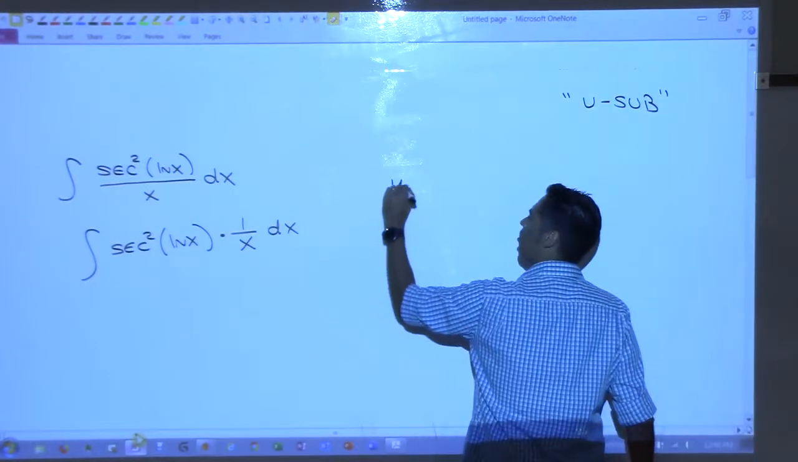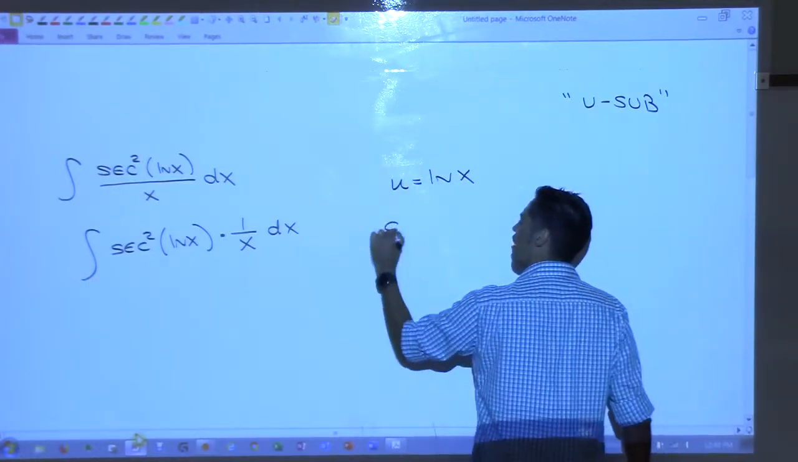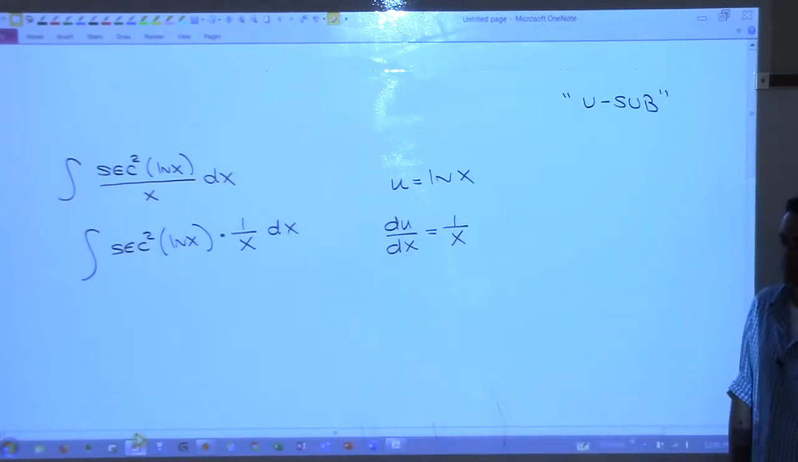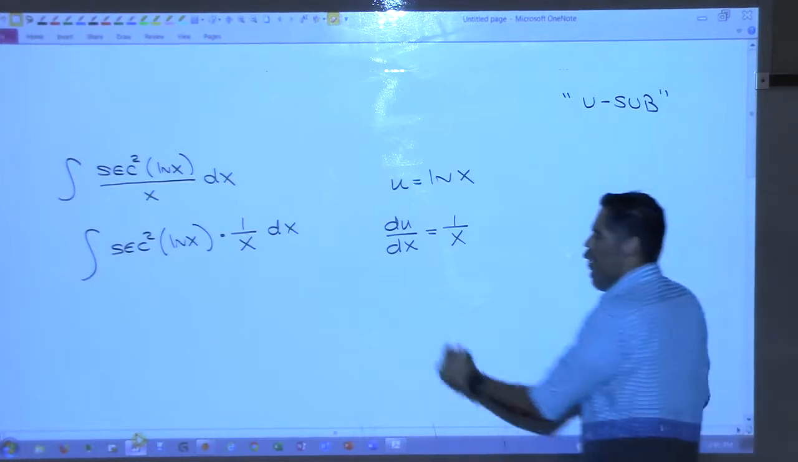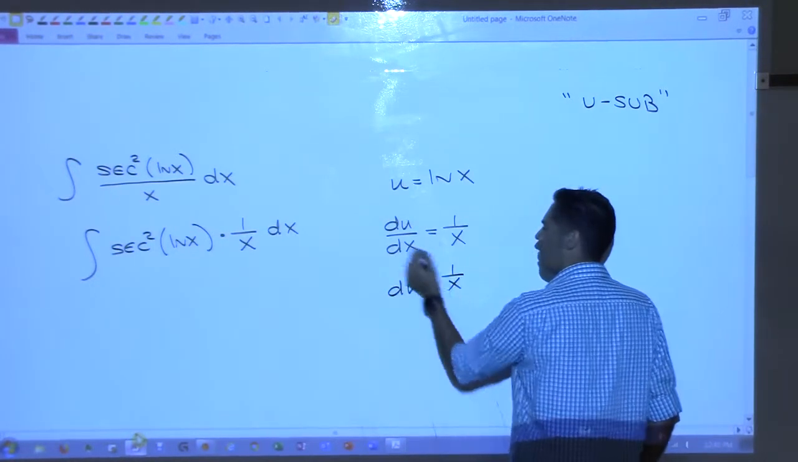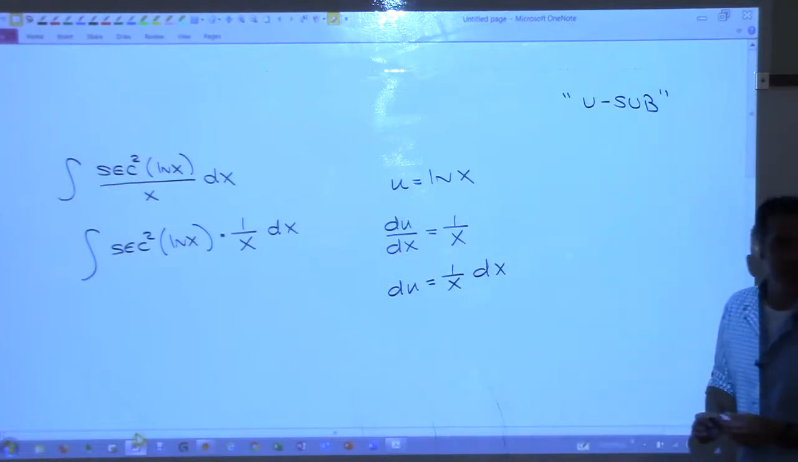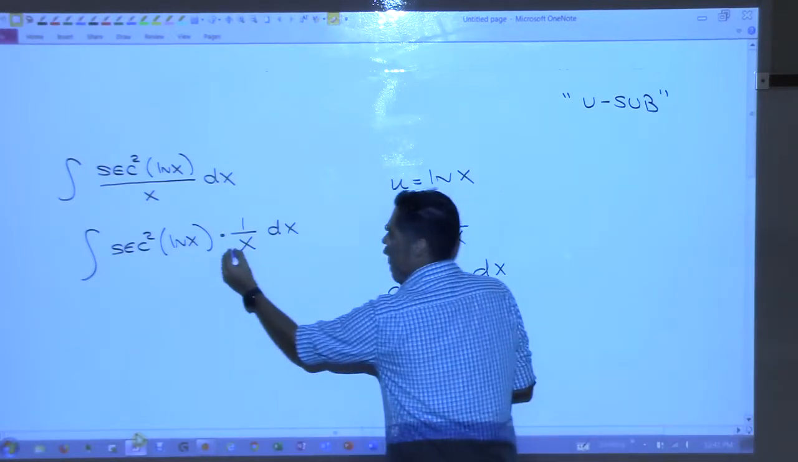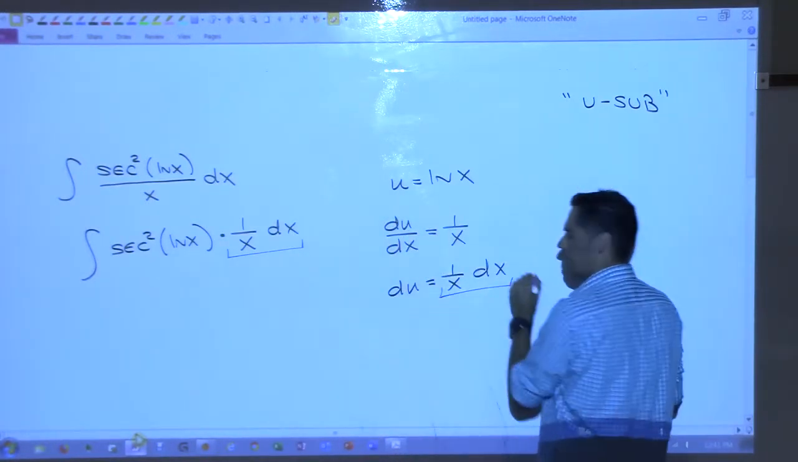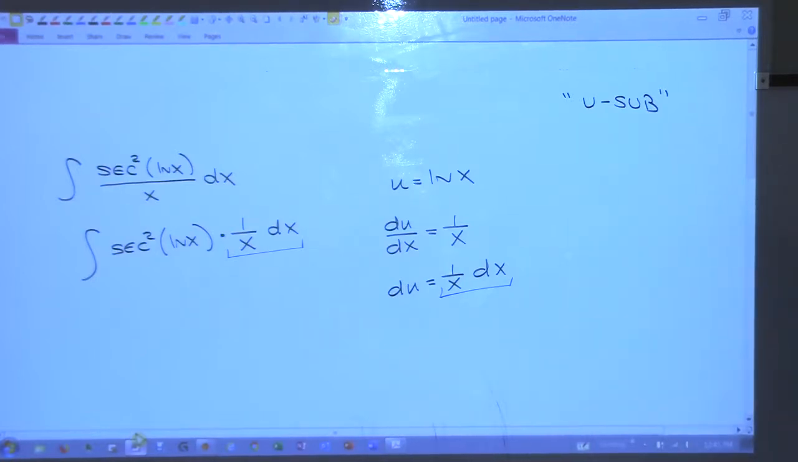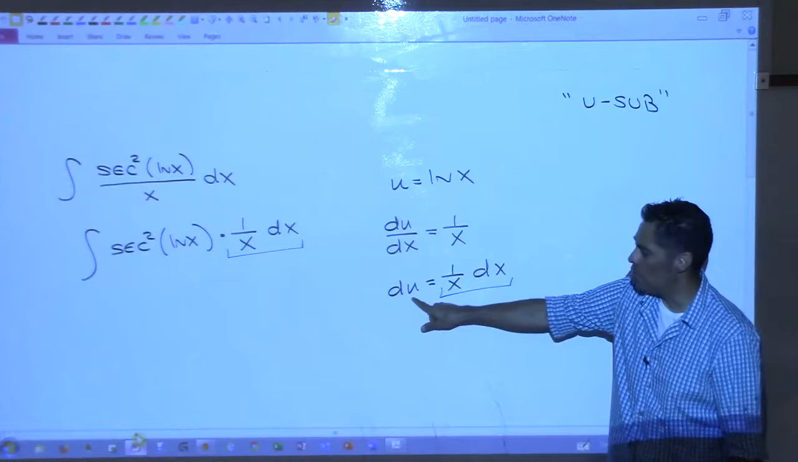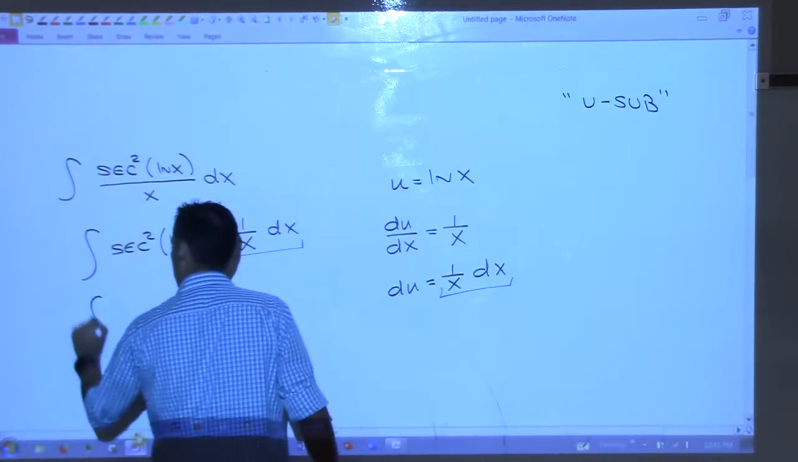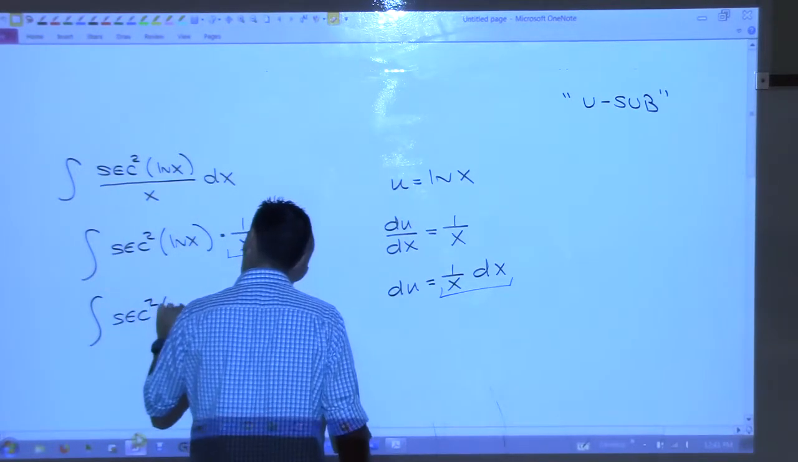So if we make a substitution, u is equal to natural log x, the derivative of that with respect to x should be 1 over x, right? And now if I isolate du by multiplying both sides by dx, I can play this little matching game. I'm trying to see if this appears over here somewhere. And it's exactly here. So I can replace the 1 over x dx with du, and I can replace the natural log of x with u. So this will now become secant squared of u du.